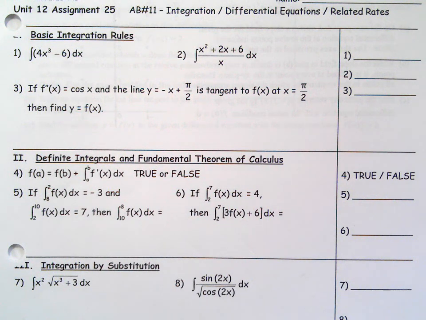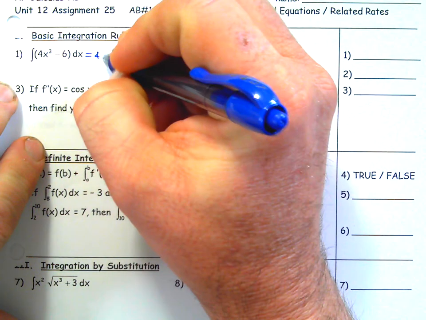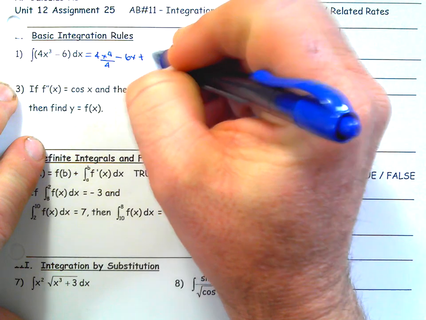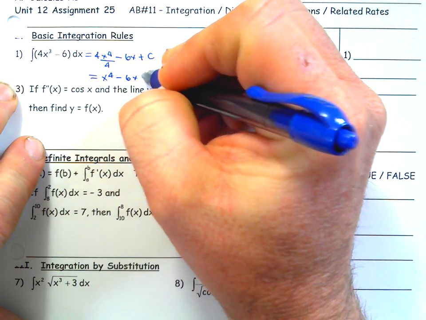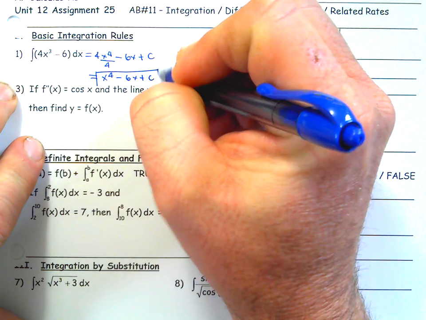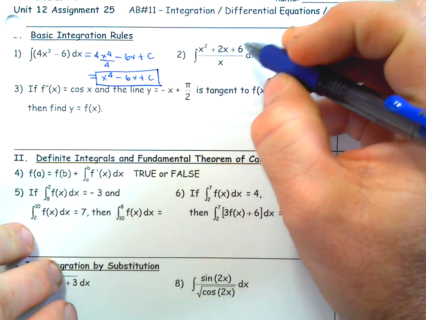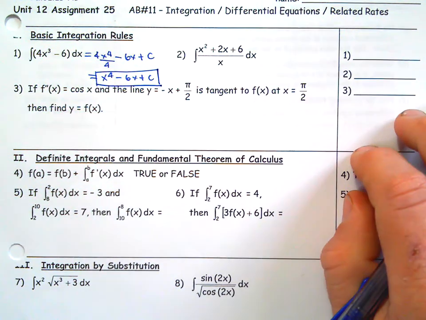So, some basic integration practice. It's going to be 4x to the 4th over 4 minus 6x plus c. Of course, don't forget that. That's kind of an easy one to start off with here. I don't think we really want to do like quotient rule or whatever on that.